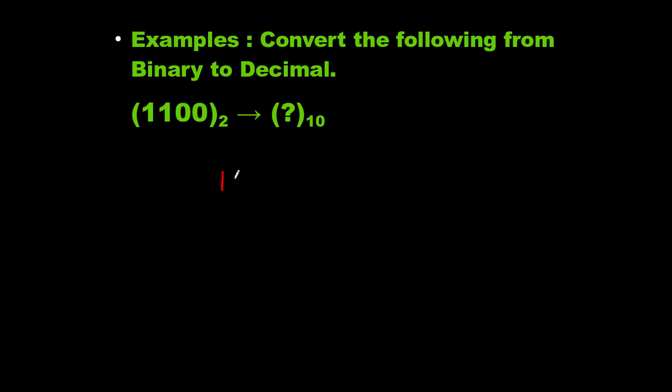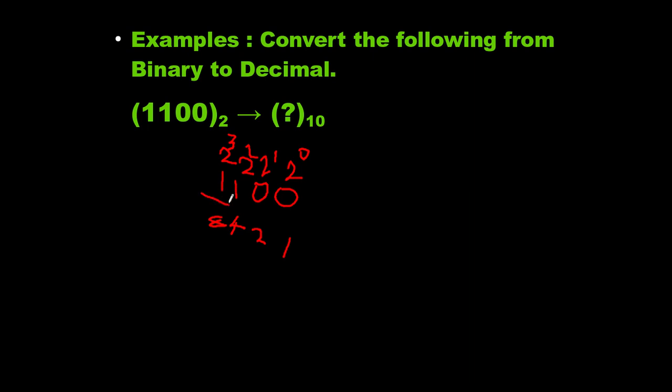Convert the following from binary to decimal. Well, let's put it here: 1, 1, 0, 0. I have 4 bits. I can say 2 to the power 0, 2 to the power 1, 2 to the power 2, and 2 to the power 3. But I want to use 1, 2, 4, 8. Start with 1 and keep doubling. You stay on the safe side.